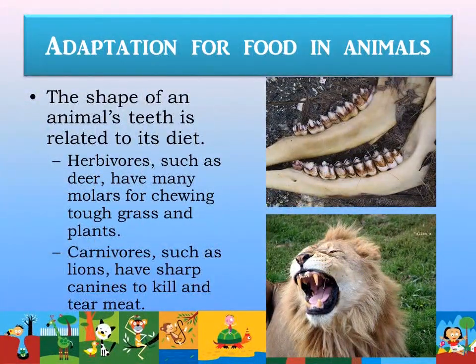Adaptation for food in animals. The shape of an animal's teeth is related to its diet. Herbivorous animals, such as deer, have many molars for chewing tough grass and plants. Carnivorous animals, such as lions, have sharp canines to kill and tear meat.